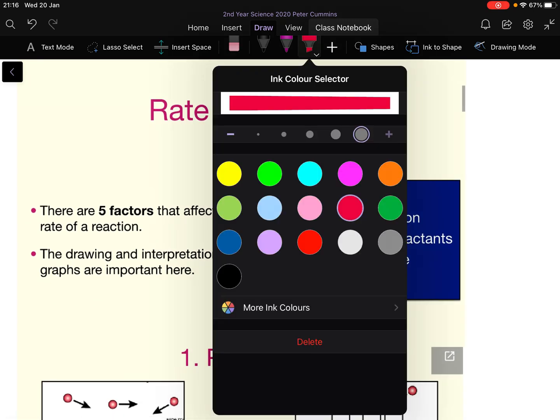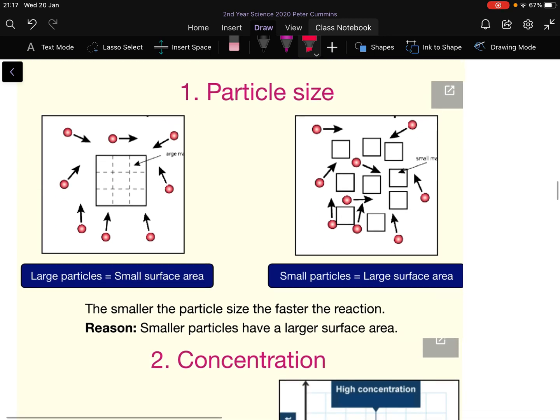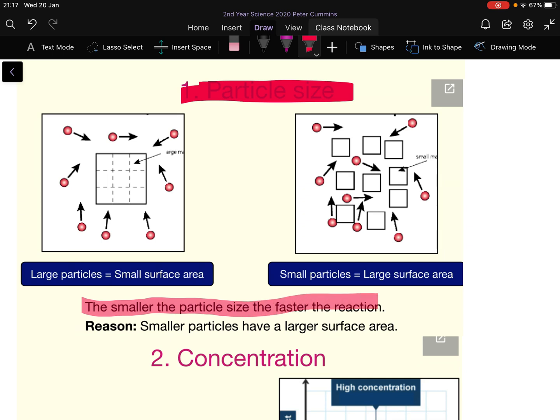There's a couple of factors, five in particular, that we're going to look at. Actually more, but we're going to look at five that can affect the rate of reaction. And we're going to experiment using all these five. Number 1 is the size of the particles. And this is good. You're going to be sick to death looking at limestone and marble chips. The smaller the particles, the faster the reaction.